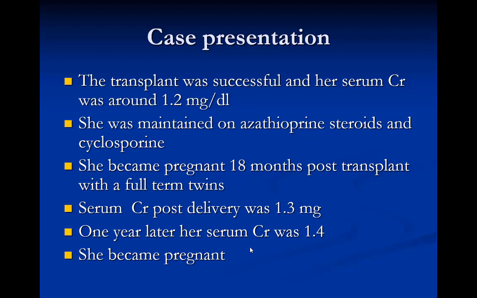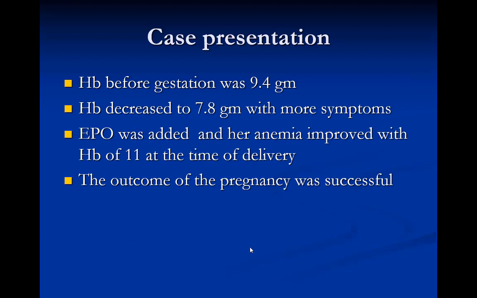Serum creatinine post-delivery was 1.3 mg. One year later, her serum creatinine was 1.4 and she became pregnant again. Hemoglobin before gestation was 9.4 gram. Hemoglobin decreased to 7.8 gram with more symptoms. Erythropoietin was added and her anemia improved, with a hemoglobin level of 11 at the time of delivery, and the outcome of pregnancy was a success.